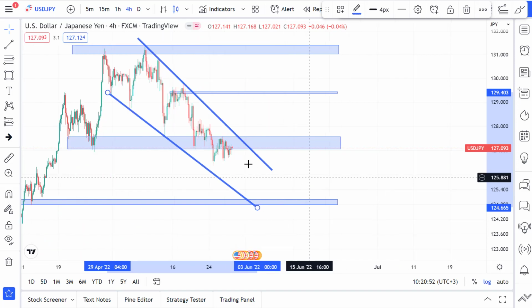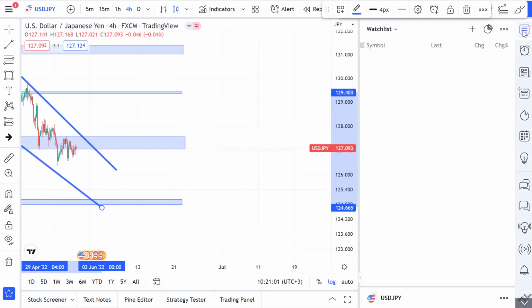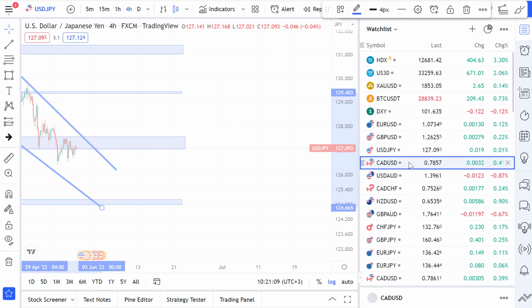And if you are a swing trader, so you should still be in a sell position, because we are in a downtrend right now. And the next market we are going to talk about is the Canadian dollar and USD.